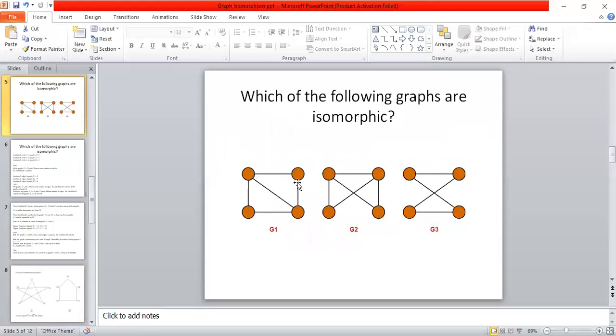Next, which of the following graphs are isomorphic? You need to check. We have three graphs, G1, G2, G3. We need to check which of these graphs are isomorphic, whether all three G1, G2, G3 are isomorphic or not. For that, we just discussed the necessary conditions for a graph to be isomorphic.